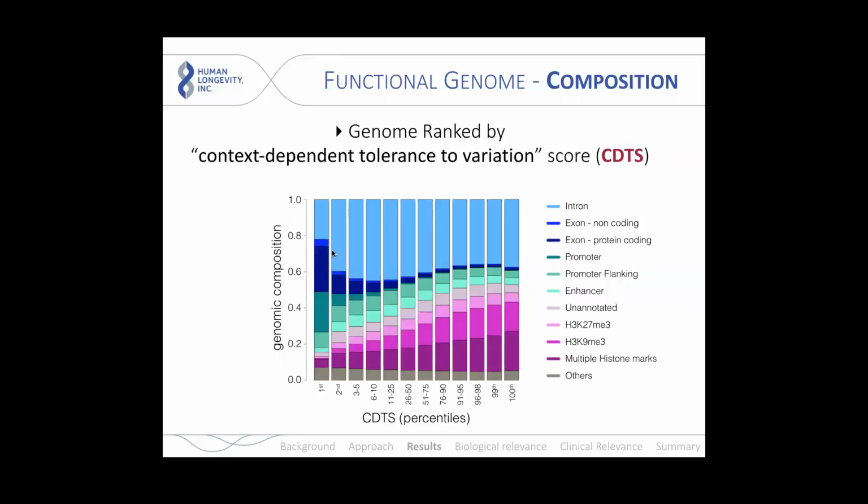Second, we can see, for example, that in the regions with the lowest tolerance to variation, this part here, there is a big chunk that comes from exons of protein coding genes, which is not unexpected. But what's interesting as well is that those exons coming from protein coding genes are not only present in this part of the genome, at least in the CDTS spectrum.